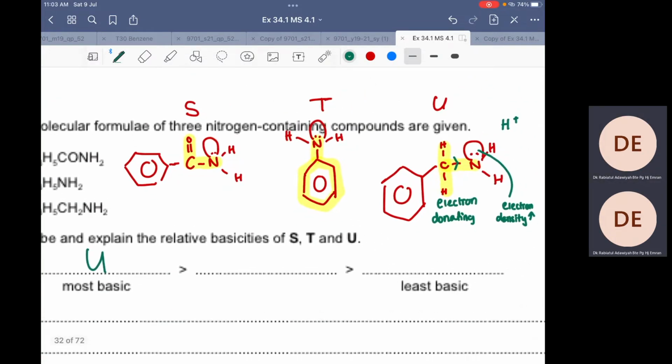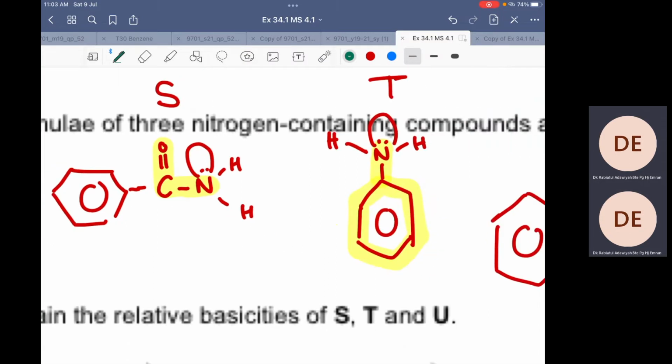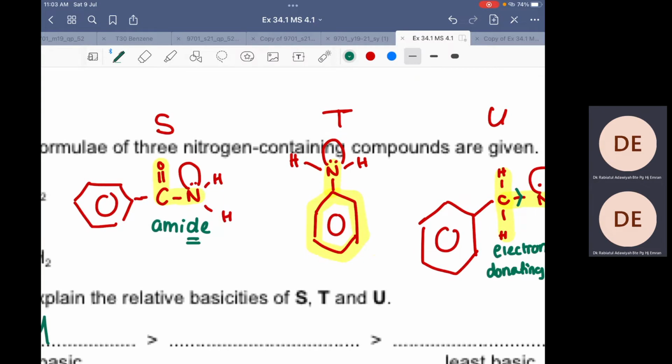And then we have S and T. S, what functional group is that? C double bond O and NH2. Do you remember what is the name of the functional group? C double bond O attached to an NH2 group. Amide. Just like your peptide bond. And amide is neutral. It is not basic at all. There's a lone pair there, but because it's not a base, it must mean that the lone pair is not available.